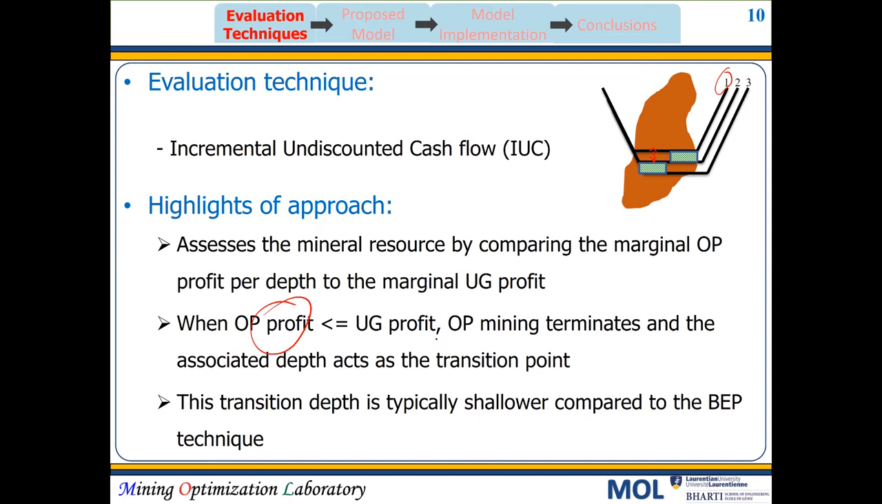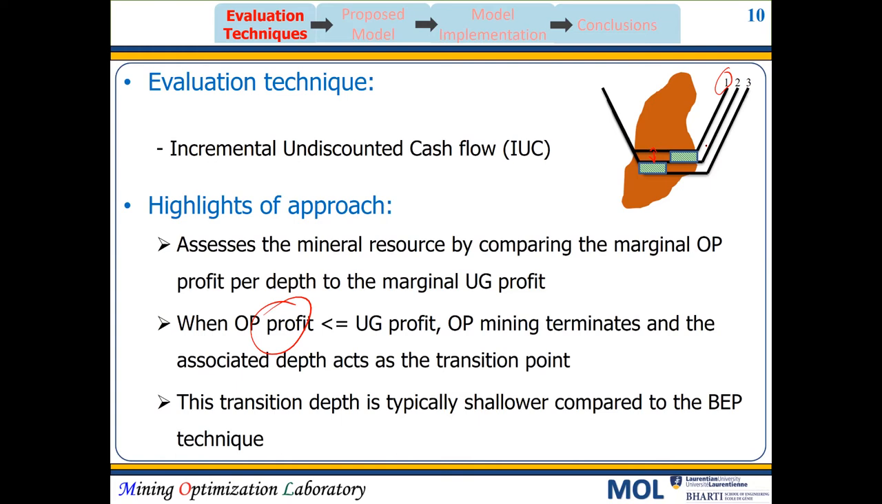Okay, so you compare an incremental profit in the open pit with the corresponding underground extraction profit. And if the open pit profit is less or equal to the underground profit, then you terminate the open pit and then you consider extracting the remaining of the deposit with underground mining. Now, this transition depth is typically shallower than the biggest economic pit approach because you are continuously making this comparison. And we do know in theory that there are some blocks at the base of the pit that generate very marginal profit that usually are more profitable through underground mining.